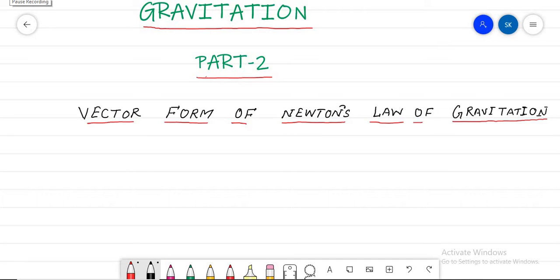ग्रेविटेशन का पार्ट 2, आज सेकेंड डे का ये क्लास है जिसमें आज मैं आप लोगों के साथ वेक्टर फॉर्म ऑफ न्यूटन्स लॉ ऑफ ग्रेविटेशन डिस्कस कर रहा हूँ। We can write Newton's law of gravitation. This is Newton's law of universal gravitation.